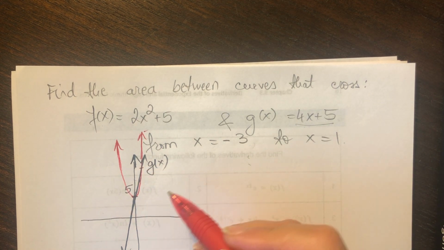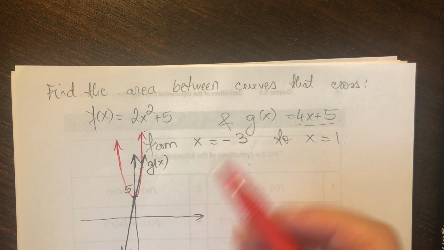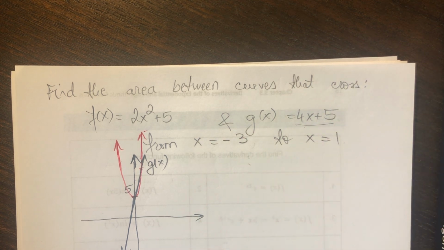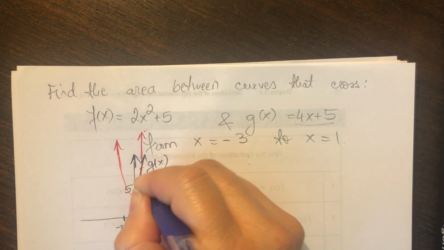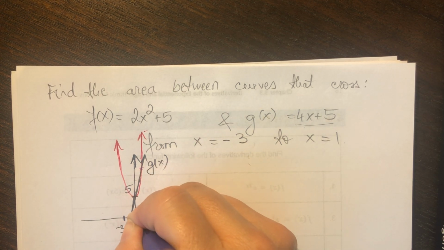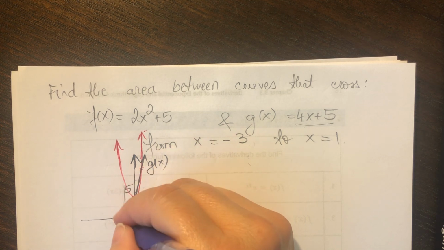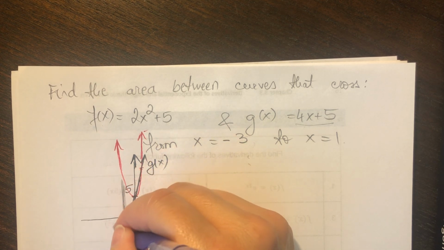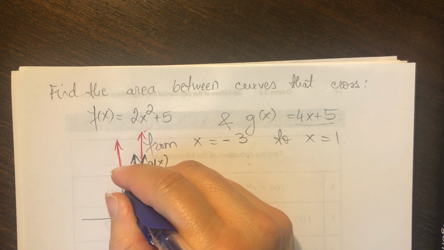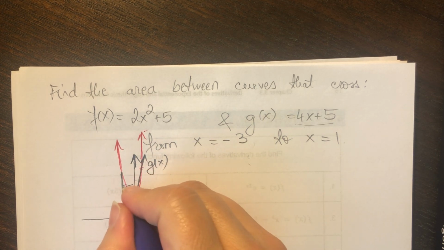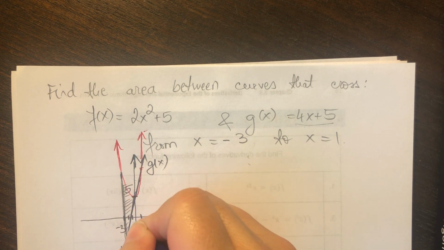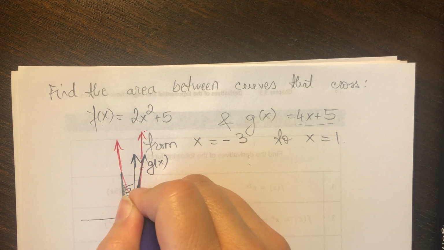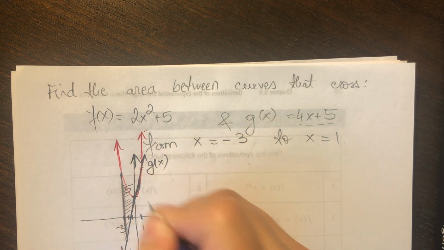Yes, where are they crossing? For sure at 5, right? But they're also crossing again. We're going to find that. We want the area between what and what? Between -3 and +1. There you go. We're making these two boundaries. -3. Here they cross, and at 1, they cross again in between here.